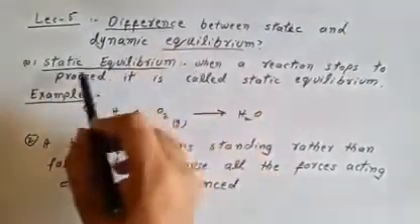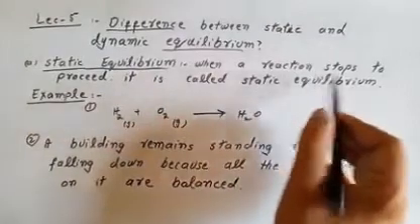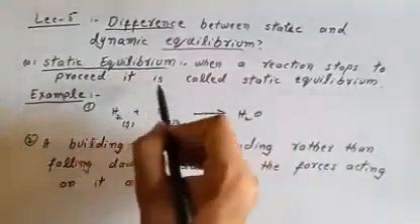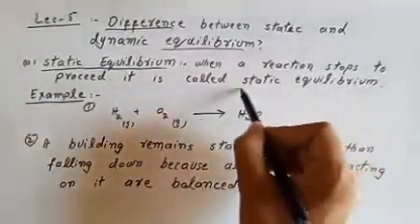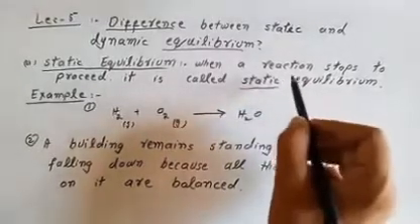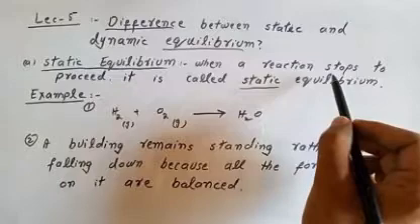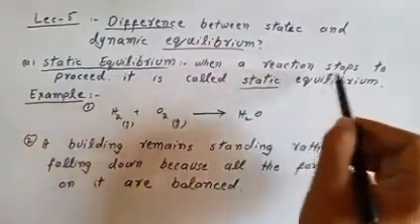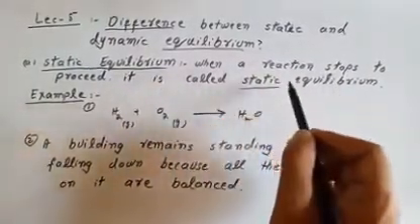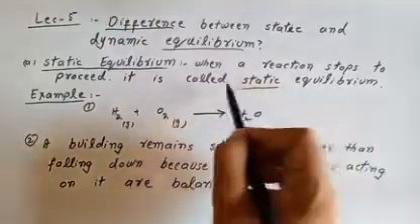Firstly we will see the definition of static equilibrium: when a reaction stops proceeding, it is called static equilibrium. When a reaction stops or does not proceed further, such a reaction is called static equilibrium. We can say when a reaction is completed, this is also known as static equilibrium.